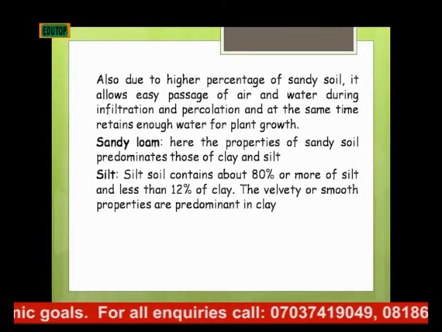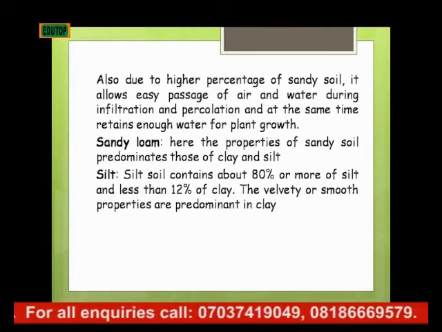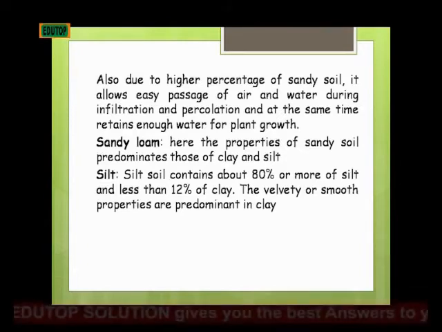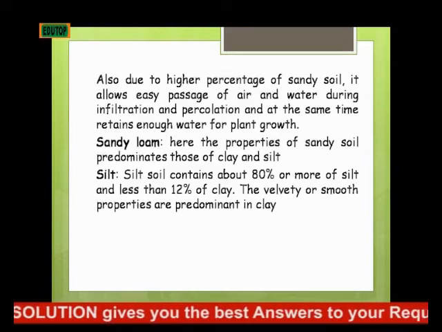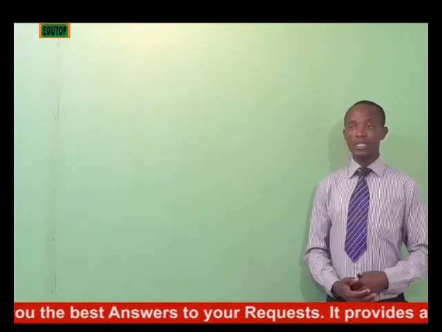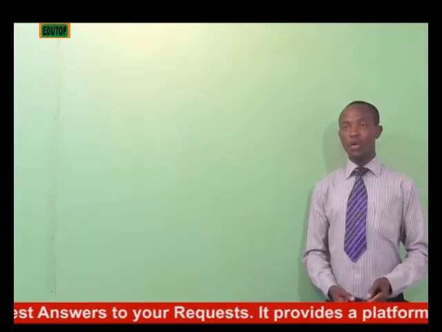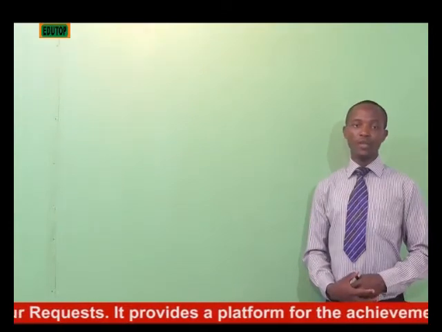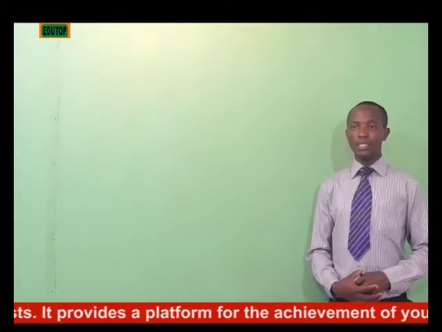Also, due to the high percentage of sandy soil, it allows easy passage of air and water during infiltration and percolation of water, and at the same time retains enough water for plant growth, unlike sandy soil, which does not retain a high percentage of the water being poured on it.